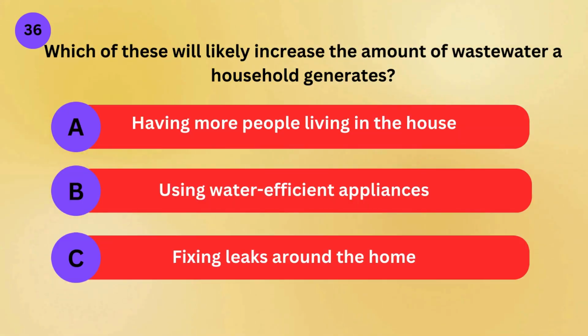Which of these will likely increase the amount of wastewater a household generates? Having more people living in the house, using water-efficient appliances, fixing leaks around the home.